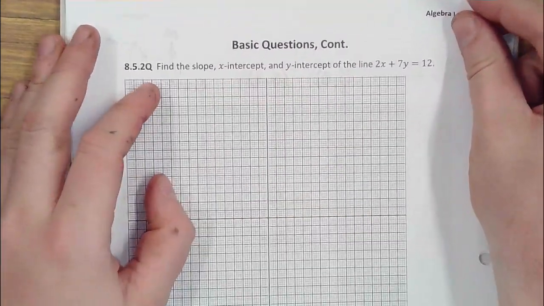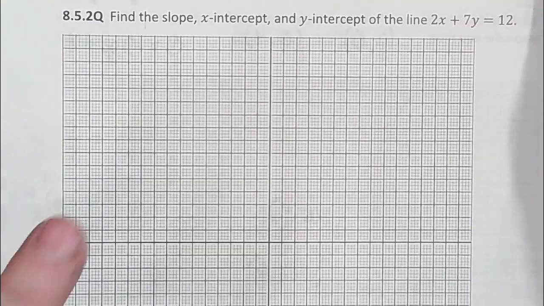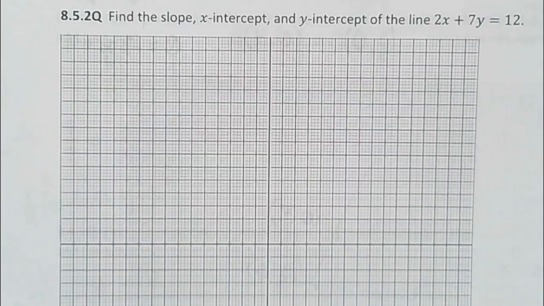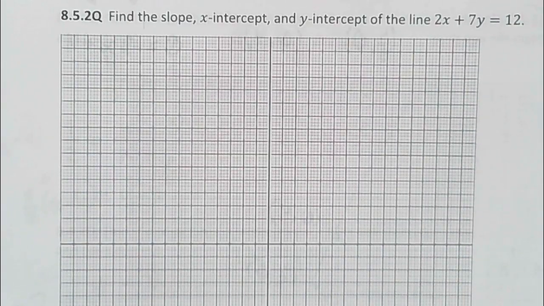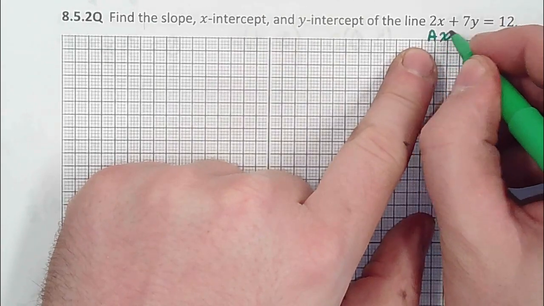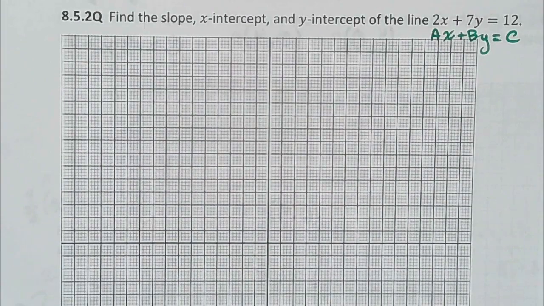852 is similar, except it's not in slope-intercept form. What form do they give us? What form is that? Not slope-intercept. Yeah, good guess. Standard form, right?